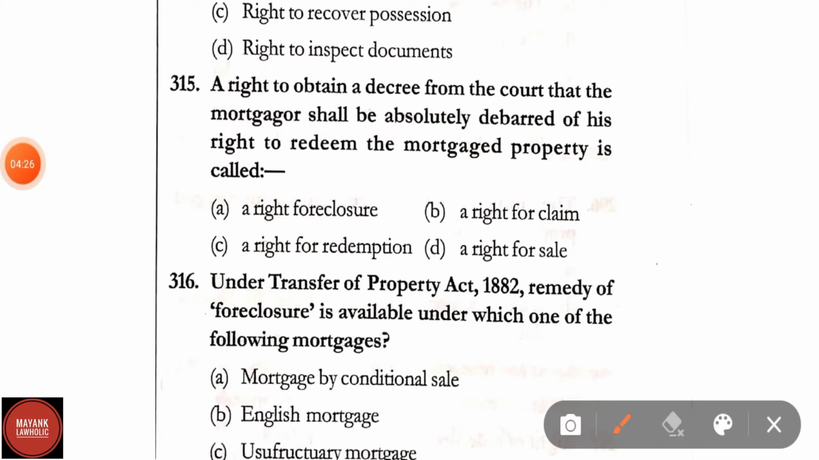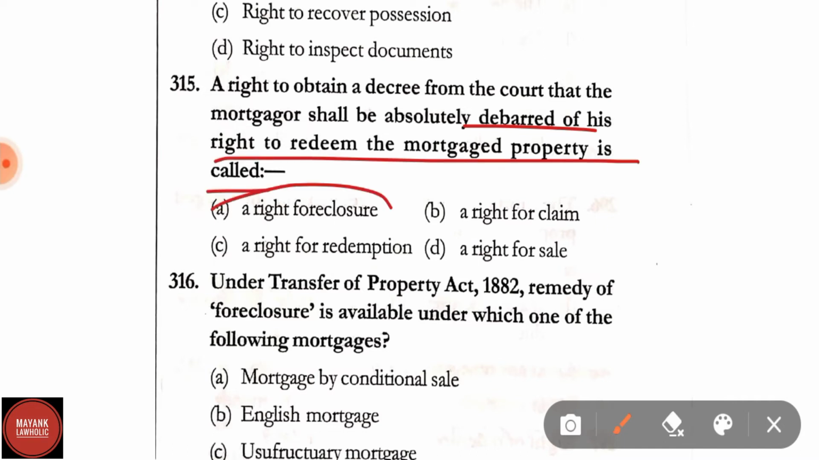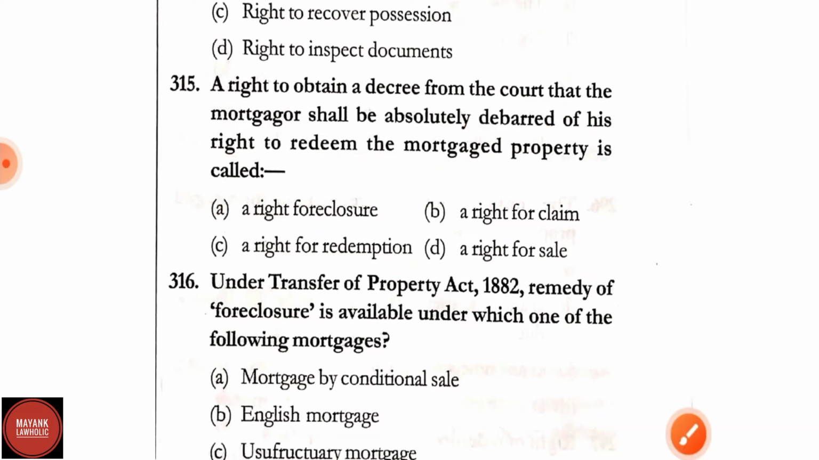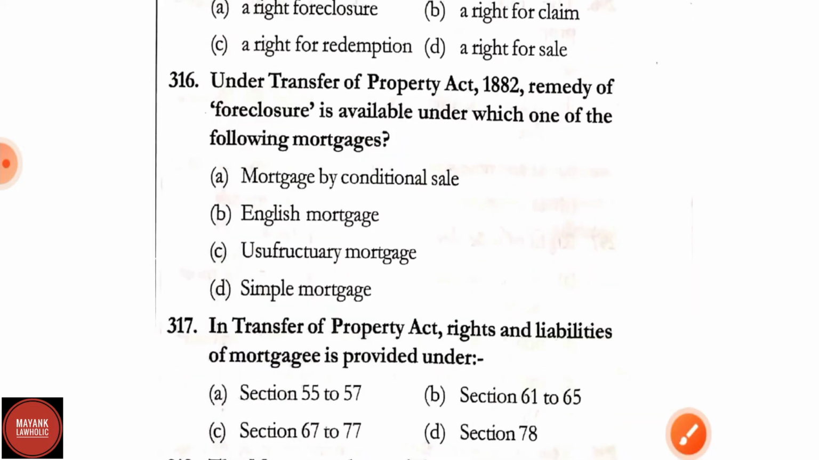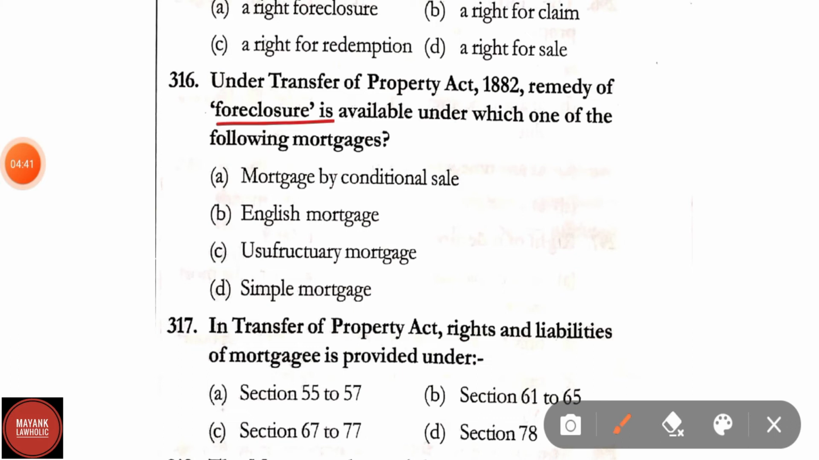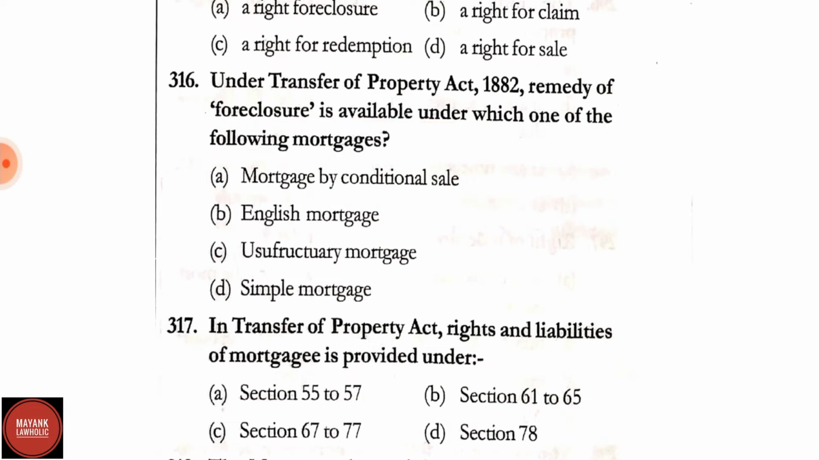A right to obtain a decree from the court that the mortgagor shall be absolutely debarred of his right to redeem the mortgaged property is called right of foreclosure. Question number 316. Under TPA, remedy of foreclosure is available under which one of the following mortgages? Mortgage by conditional sale, English mortgage, usufructuary mortgage, simple mortgage. Correct answer is option A, that is mortgage by conditional sale.